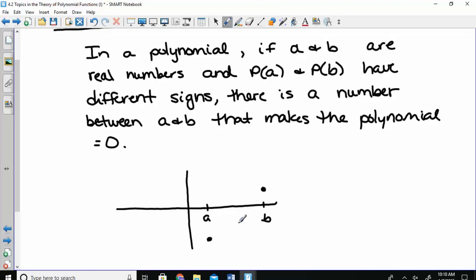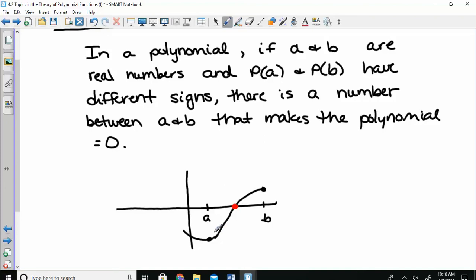Because we know polynomials are continuous curves, the only way you can get from a negative to a positive is by crossing 0. So if you go from a negative to a positive, that means there is some number that makes that polynomial equal 0. Okay, and that's all it's saying.